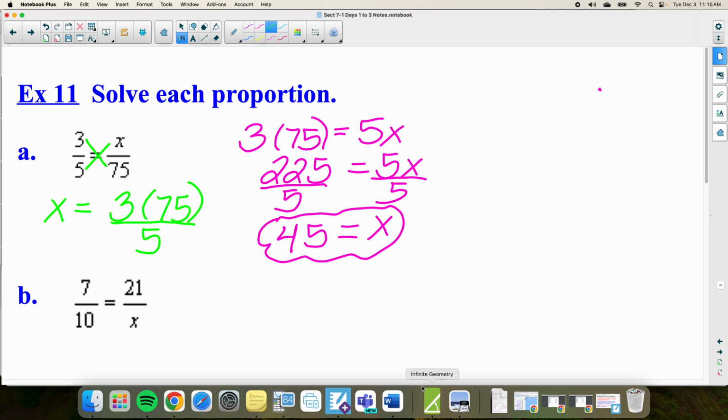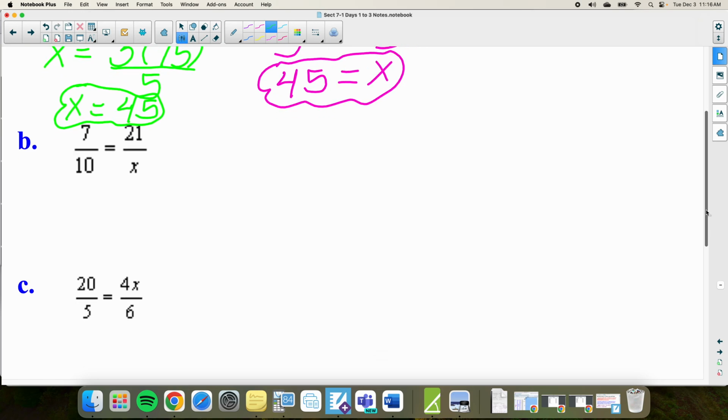Have you guys ever done that before? Okay. So you can just go and type into your calculator 3 times 75 divided by 5, and is that 70? No. 45. Okay. So it's just a shorter way to do these if you want to. You don't have to, but that's just a little bit quicker way.